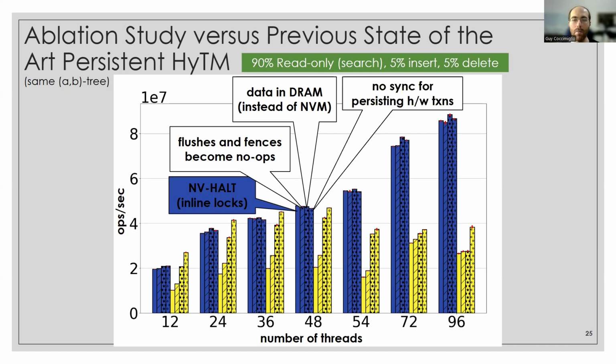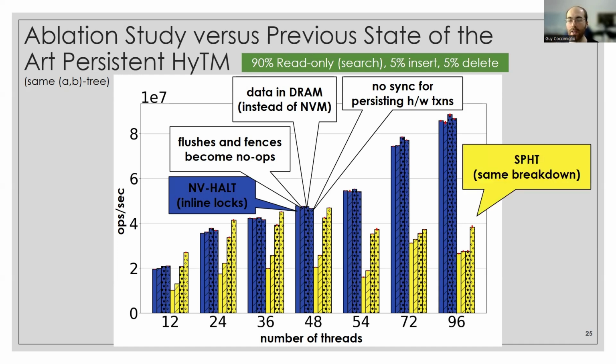And then the last bar that is hatched with circles is doing all the previous removals of overhead, along with removing the overhead of persisting hardware path transactions by removing any synchronization for persisting those transactions. And it's the same breakdown in this case for SPHT, the yellow bar. So the non-hatched bar is the regular implementation, and then each successive bar is removing some overhead.